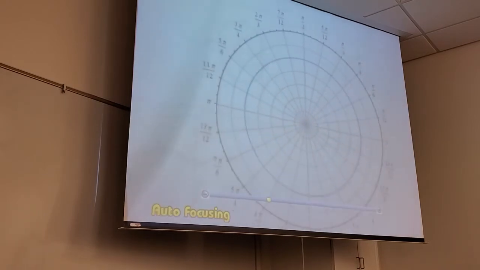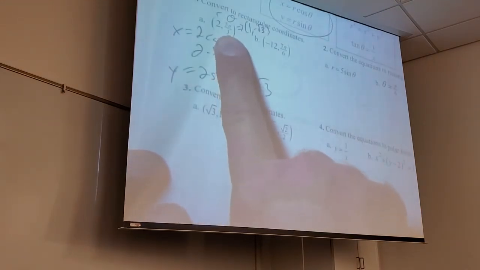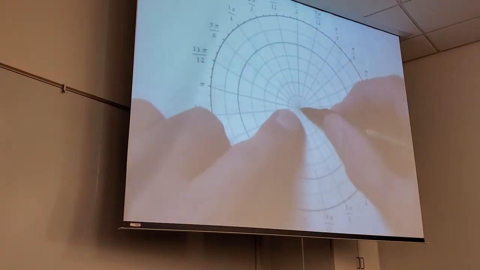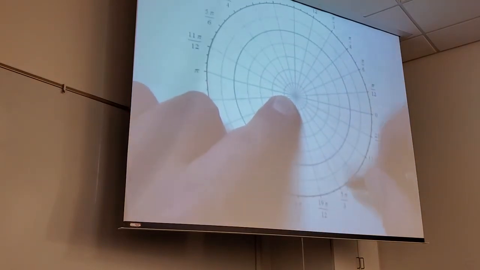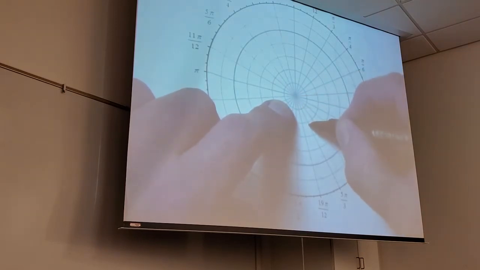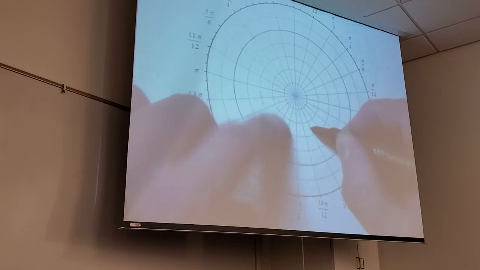I'm going to plot that point, and here's how it works. What's my heading? Which direction will I face? 5 pi over 3. I'm at the origin, I'm going to look at 5 pi over 3 and move 2 spaces out. You guys see that?